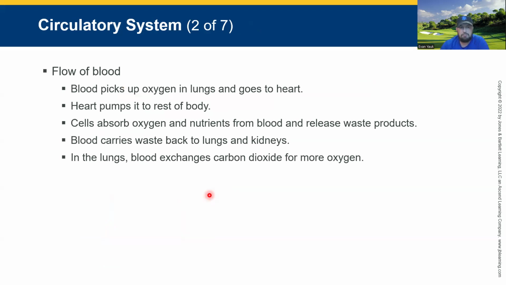The flow of blood: blood picks up oxygen in the lungs. It goes back to the heart. From there, it goes up and out into the body. The heart pumps it to the rest of the body. Cells absorb the oxygen and nutrients from the blood, and they release waste products. Blood carries the waste back to the lungs, carbon dioxide, and kidneys, where it is filtered out, and the blood is cleaned so that we can continue the cycle. In the lungs, blood exchanges carbon dioxide for more oxygen, which takes place at the alveoli.